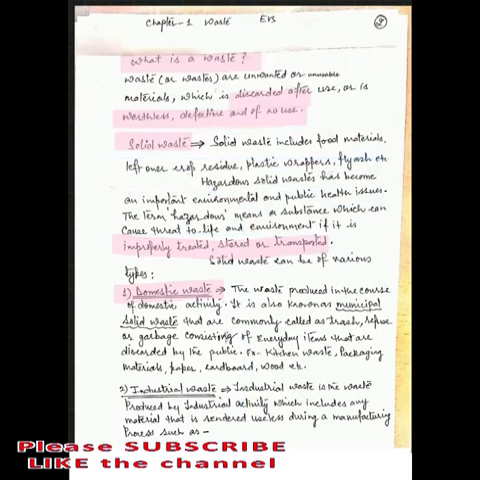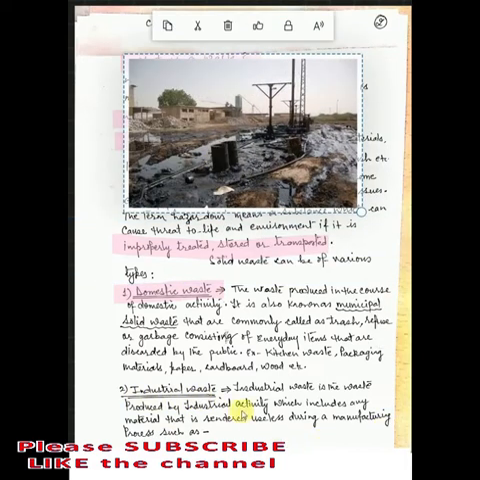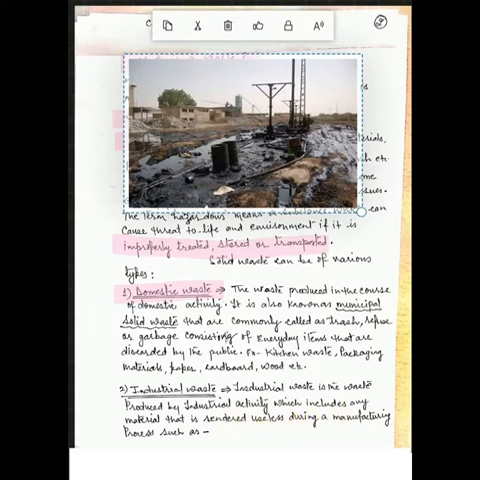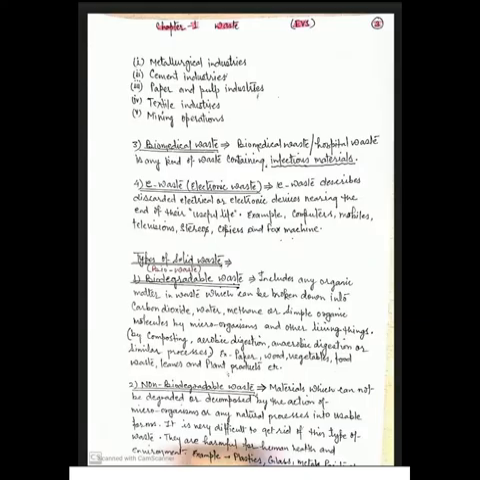Second type of solid waste is industrial waste. Industrial waste produced by the industrial activities. Just look at the picture, you can see effluents or the industrial waste. This waste produced by the industrial activity, which include any material that is rendered useless during a manufacturing process. These are the examples of various industries or operations which are responsible for producing industrial waste.